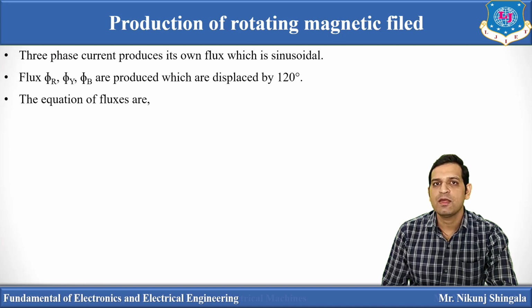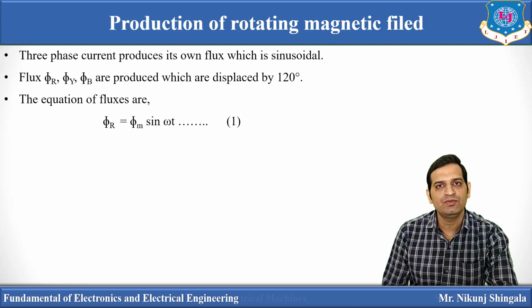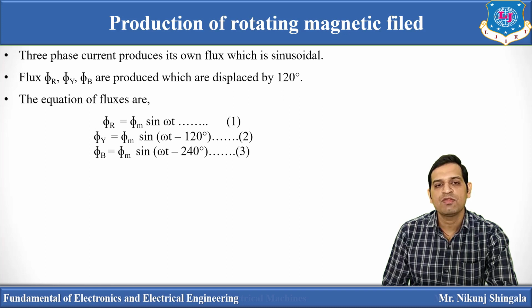The equations of the fluxes now become: phi R, the flux produced in R phase, is phi m sin omega t, where phi m is the maximum value of the flux. Phi Y is equal to phi m sin (omega t minus 120-degree), and phi B is equal to phi m sin (omega t minus 240-degree), and these are equation numbers 1, 2 and 3.